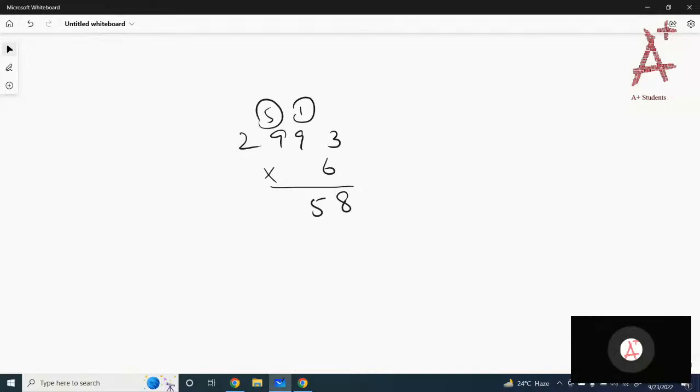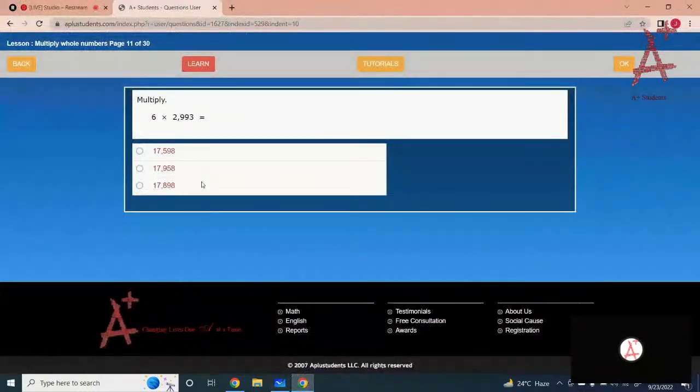8 times 9 is 72, and 72 plus 5 is 77. 6 times 2 is 12, and 12 plus 7 is 19. So it is 19,758.